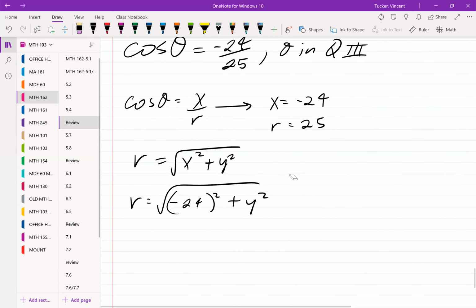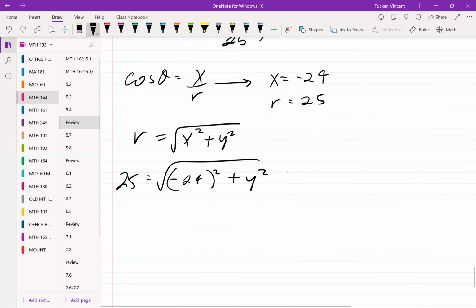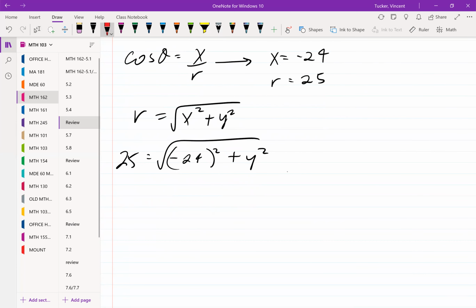Using our distance formula, or a variation of it anyway, r is equal to the square root of x squared plus y squared, and this should be 25. So plugging in negative 24 for x, now I can simplify that. And 24 squared is 576. Let me make sure. Yeah, 576.